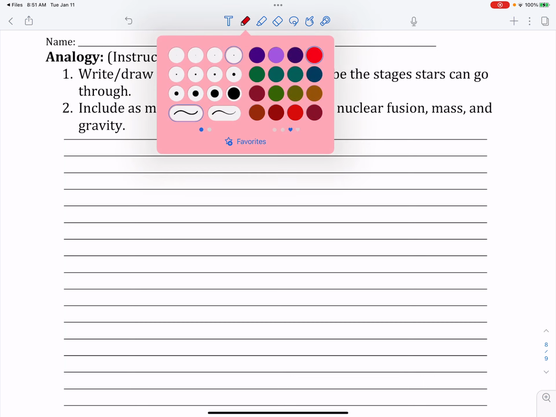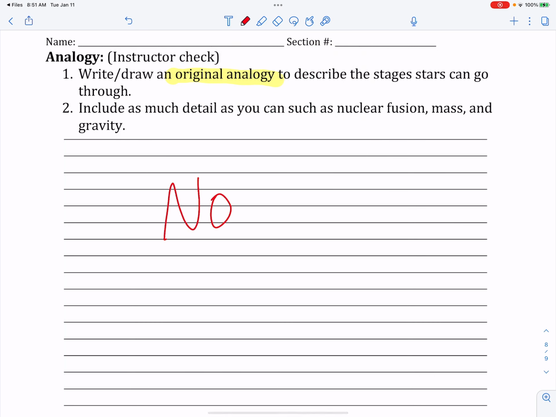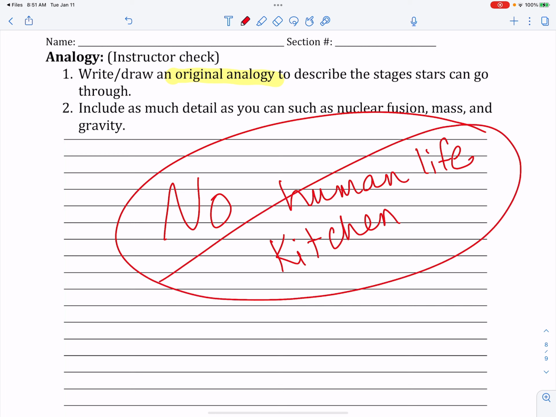We will not accept the human life stages because this one is all over the internet, and we will not accept a kitchen analogy because we will also use that one in large group, and it's in the flip video. So you cannot use either one of those two.